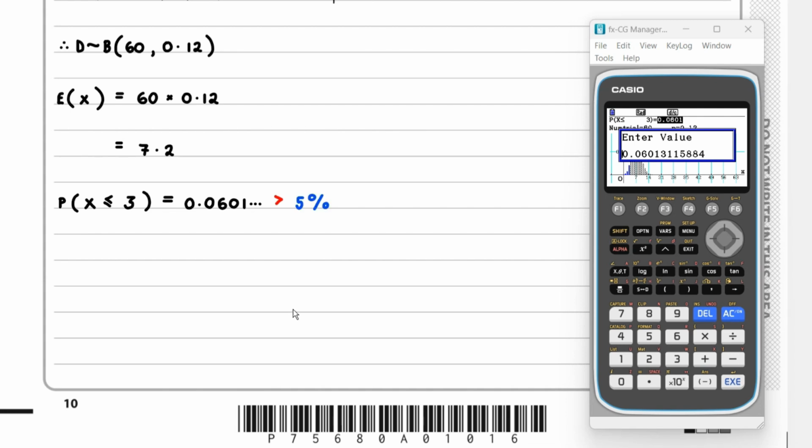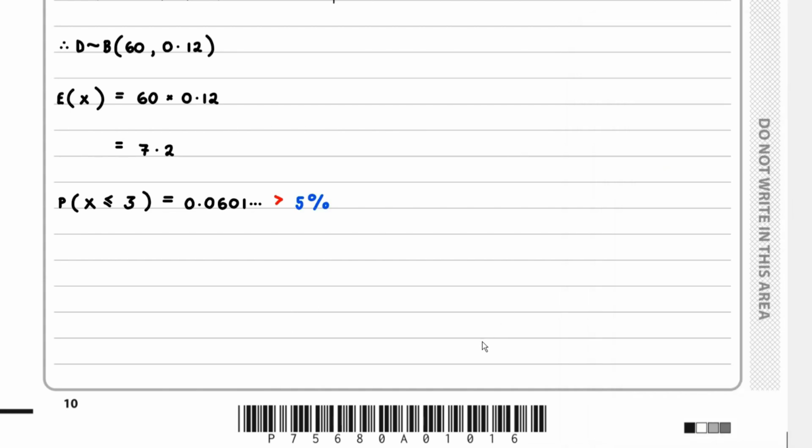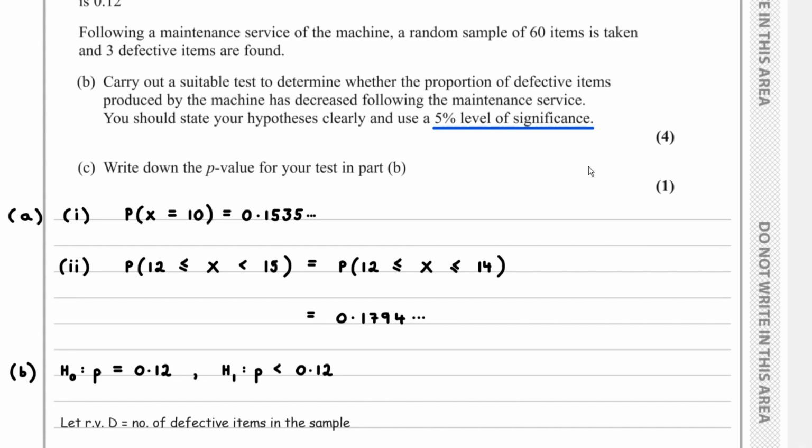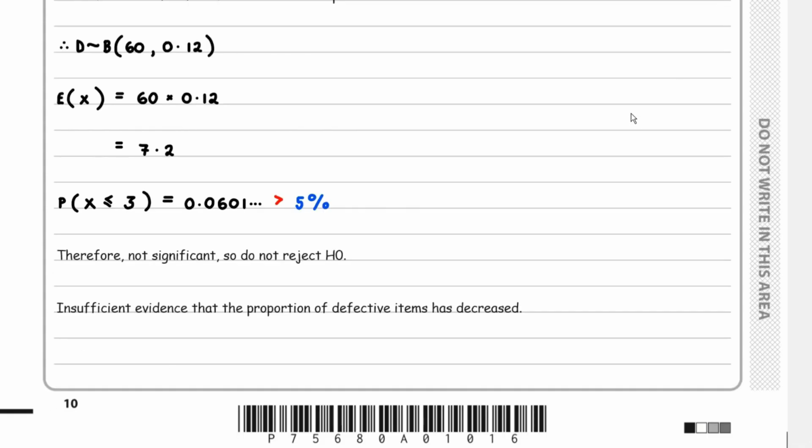And because this is greater than the 5%, we can therefore conclude that this result is not significant, so we do not reject H0, which means there is insufficient evidence that the proportion of defective items has decreased. Part C, write down the p-value for your test in Part B. Well, for Part C, the p-value is quite simply this 0.0601, etc. And that corresponds to the actual significance level.